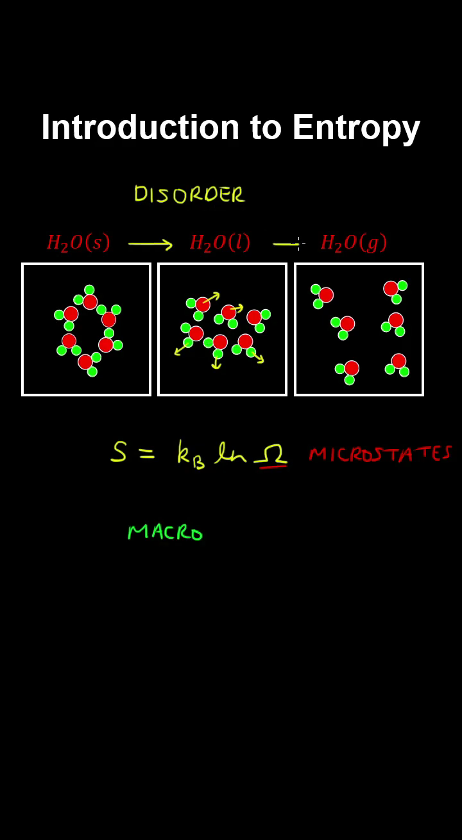And when a liquid changes phase into a gas, the intermolecular forces become less significant, and therefore the particles can occupy more positions and more microstates than water. And we can thereby see that the entropy or disorder of the system increases from the solid phase to the liquid phase to the gas phase.